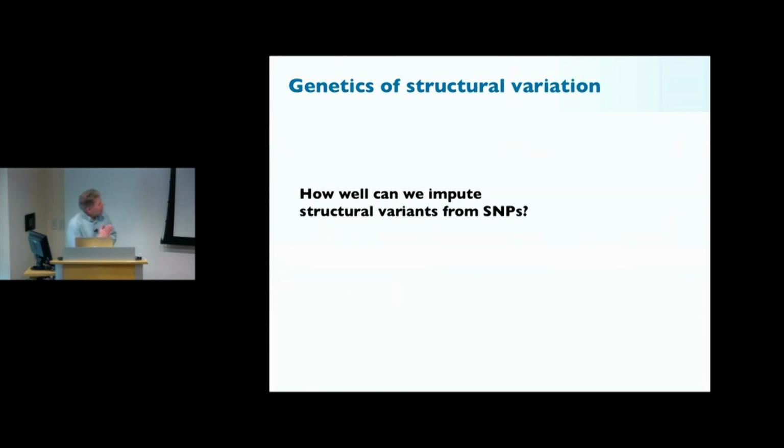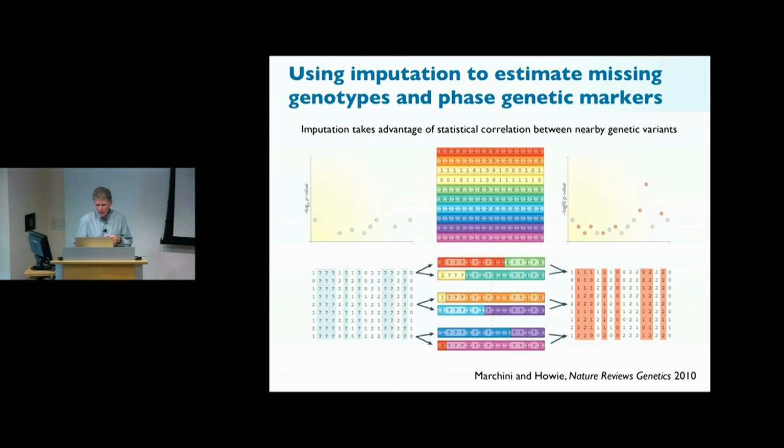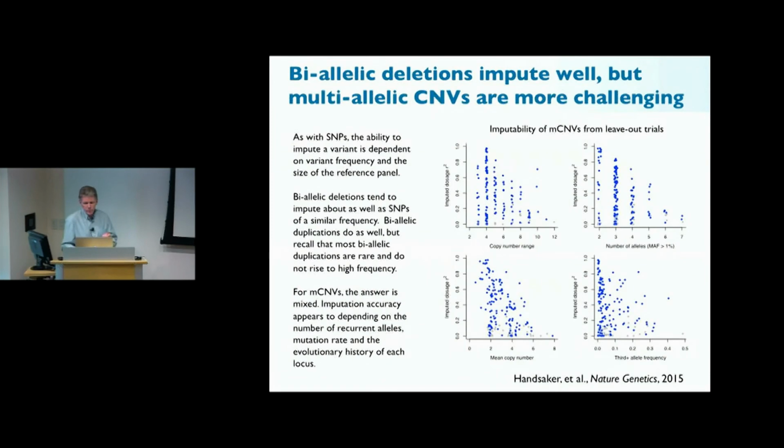So another important question that our lab has looked at is how well we can impute structural variations from SNPs. And probably most people in the audience know this, but imputation is the idea that if you have a variant that you didn't measure, for example, a SNP that wasn't on your array, how well can you predict the state of that variant just from the nearby variants, usually SNPs, that you did measure? And we'd like to be able to do it with copy number variation too, right? To be able to predict the copy number state from nearby SNPs. And it turns out that the answer to how well we can do this is it's mixed.